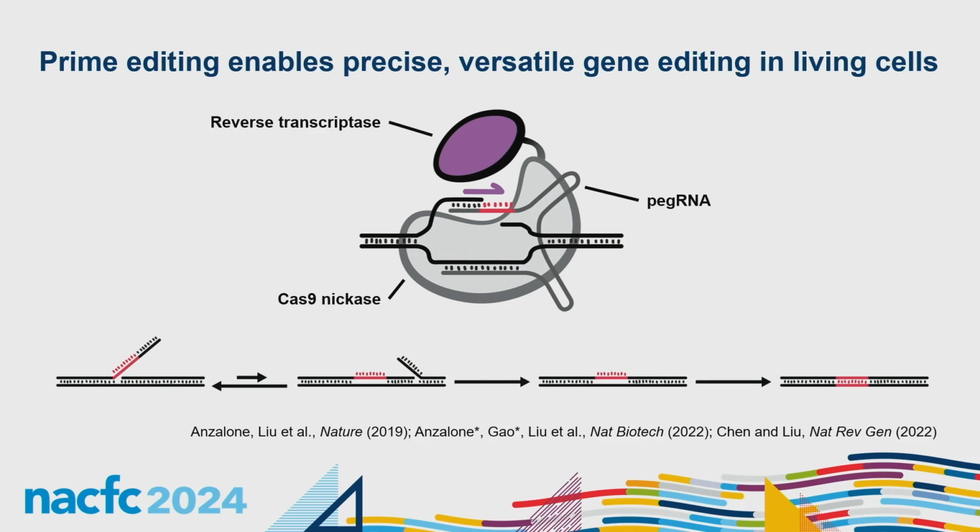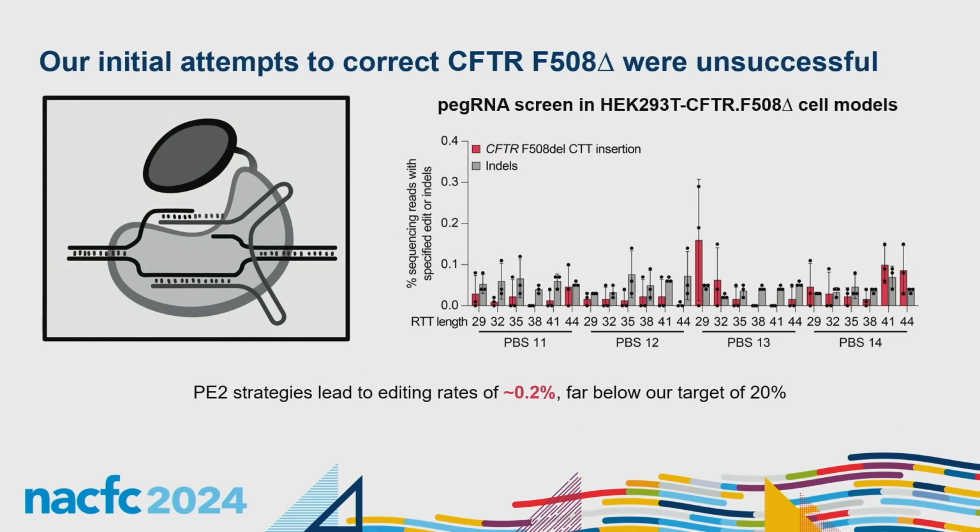Alex and I were really interested in deploying this system for the correction of CFTR F508del, the predominant genetic cause of cystic fibrosis in patients with CF. Our initial results using this form of the prime editor for F508del correction were really discouraging. We only got about 0.2% editing at our first attempt in a HEK293T model cell line, which was two orders of magnitude below our target editing of about 20%, which we had set for ourselves at the outset of this project. This was kind of hard to see.